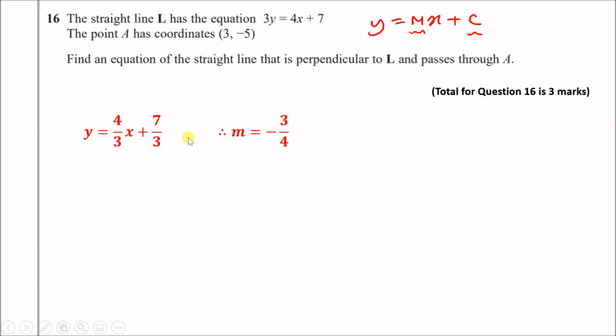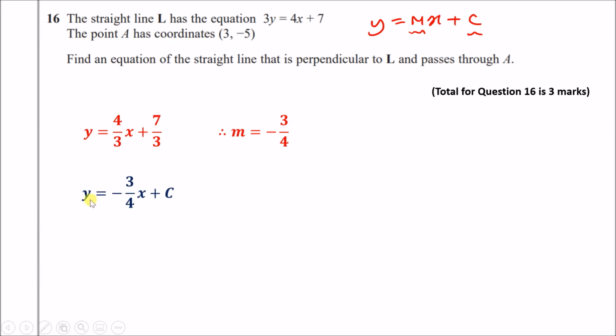You always do that. If they told you to find a straight line that is parallel, then you actually have to use the same gradient. So instead, the gradient will still be 4 thirds. But perpendicular means upside down, change the sign. Okay, so now you've got this new gradient. You can substitute this one into your current formula. So y equals mx plus c. Replace m with that value and keep this c as is. You're going to get this, okay?